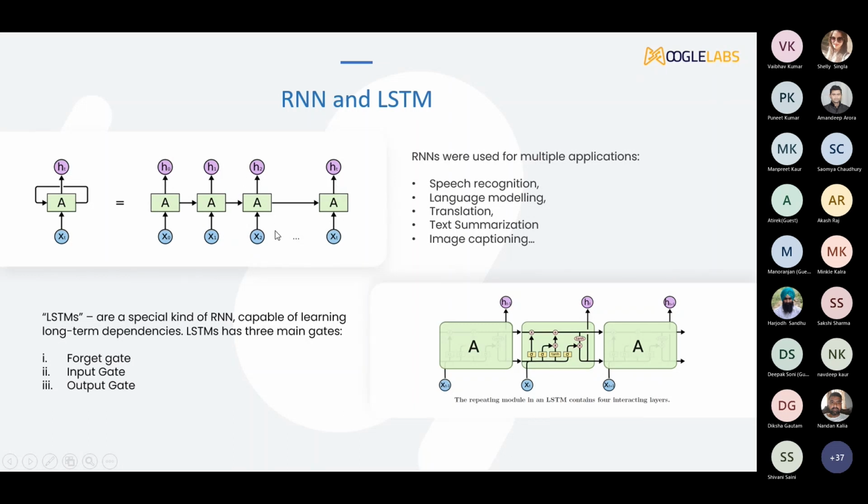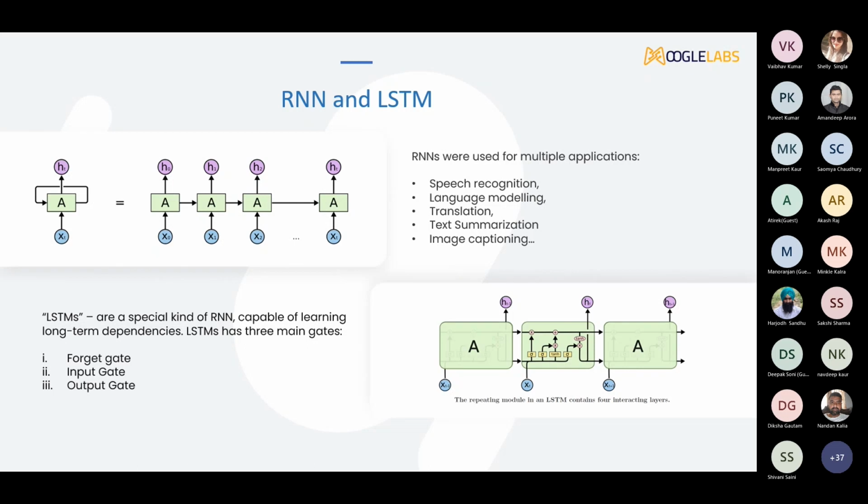So basically these RNNs are used for tasks like speech recognition and language modeling, where we can understand the language and generate text. Language models have a number of applications. Then there are translation applications, text summarization, and image captioning. These are some applications where RNNs were used, and they perform pretty well.